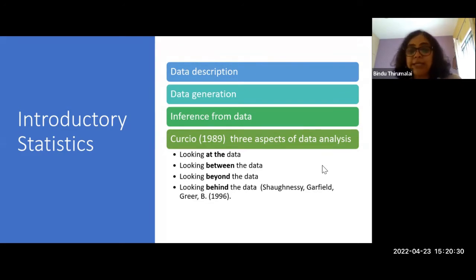Looking between the data means being able to compare data. So you are comparing and saying, oh my God, I am seeing many more cases in Maharashtra as compared to Goa, or the cases in Delhi are three times as much as the cases in Karnataka. Those are the kinds of descriptions, or analysis, you will do when you're looking between the data.